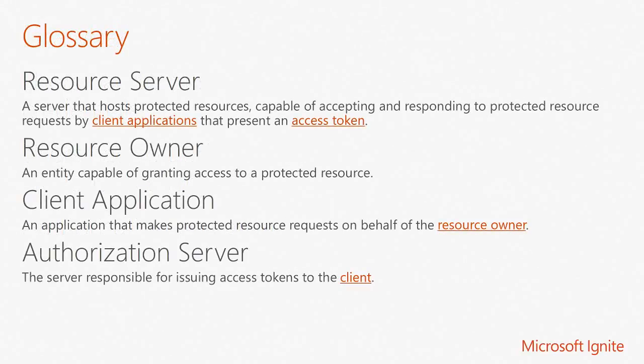So OAuth addresses this. We're going to talk a little bit about OAuth, and this is basically the actors that are involved in OAuth. The resource server is the one that contains our resources, and it would be receiving requests from our clients. The resource owner is the user, the client is the application that's making calls to that resource server, and the authorization server is the one that's actually going to do the authentication and authorization.